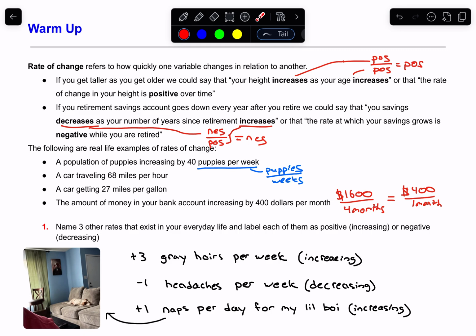Let's be clear. All right, -1 headaches per week would be a decreasing number of headaches. So maybe my life is getting better, in which case I get less headaches. Hey, that's a good thing, but it's negative. Okay, so again, good and negative don't have anything to do with each other. Negative just means decreasing, and positive means increasing. All right, and then my little boy could be getting +1 naps per day, and that would be an increase in the number of naps.